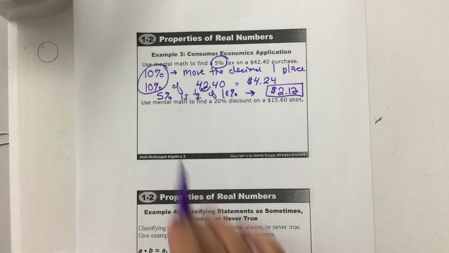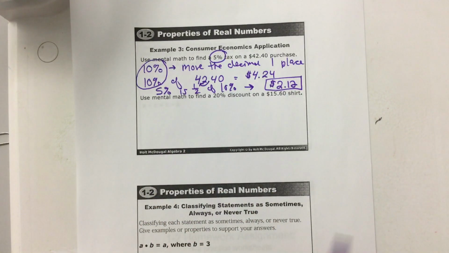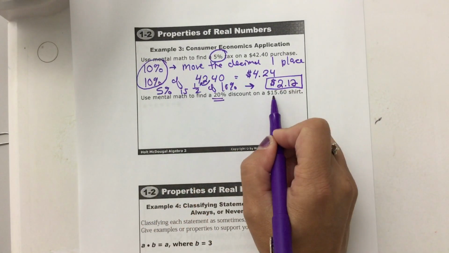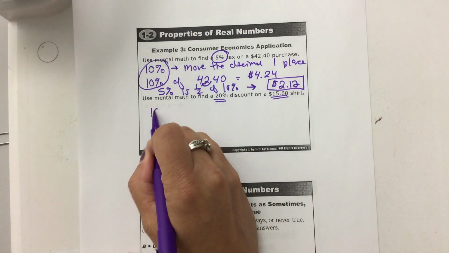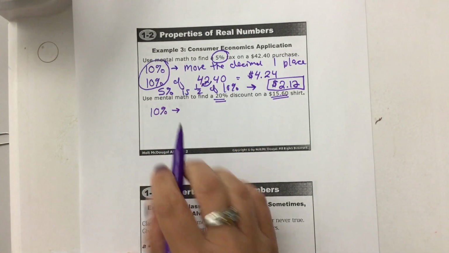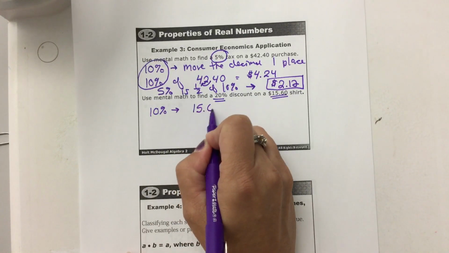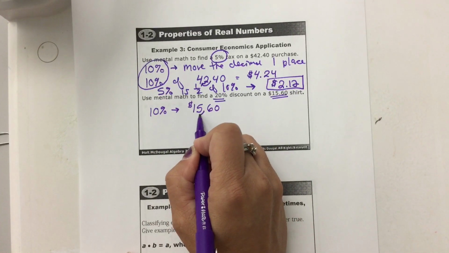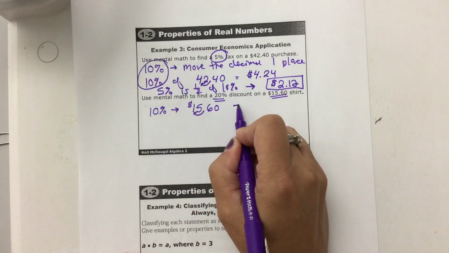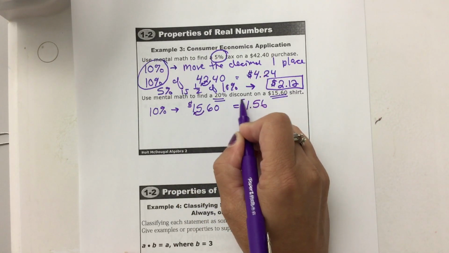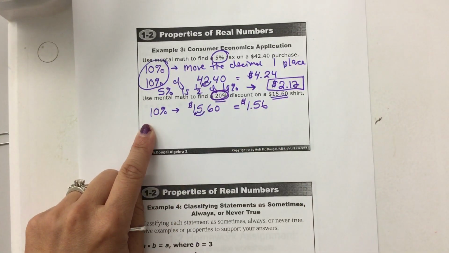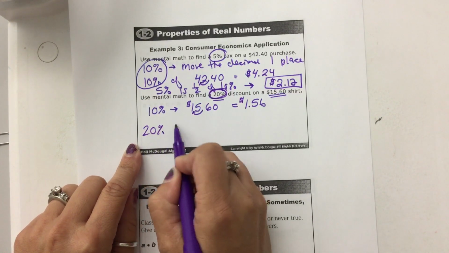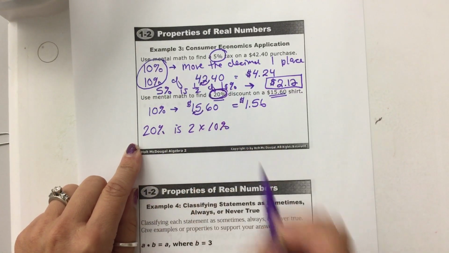Here's another example. Use mental math, so don't pick up those calculators. Use mental math to find 20% discount on a $15.60 shirt, okay? So again, I like to base everything off of 10%. So 10%, if I have 1560, I move the decimal to the left one time. So 10% is $1.56. But I don't want 10%, I want 20%. So 20% is 2 times 10%.